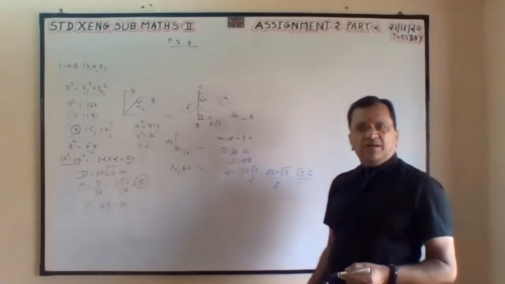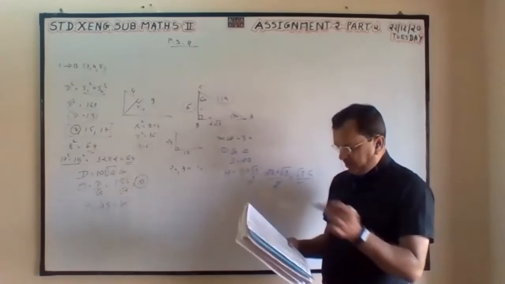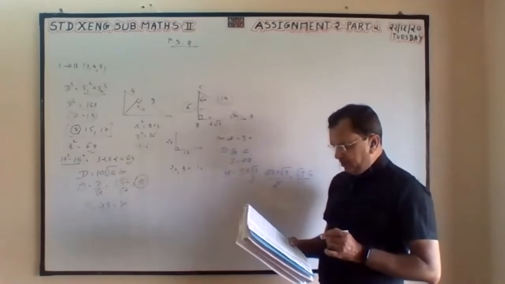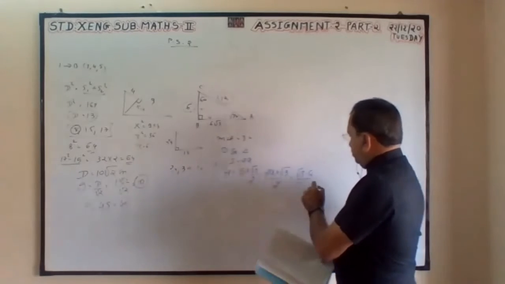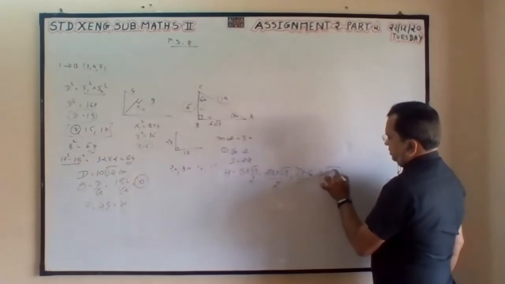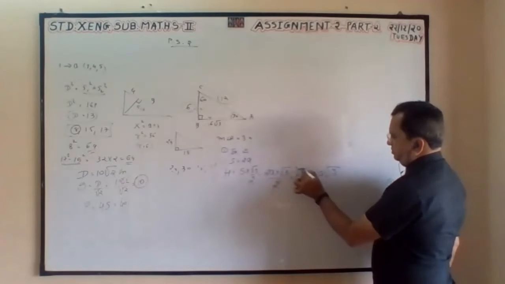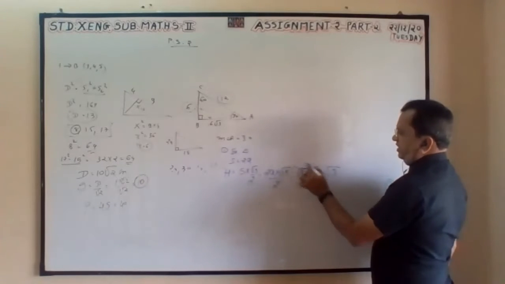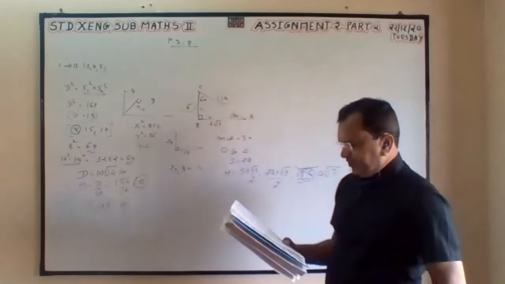Otherwise, you will write both under root 3. Under root, this you have to write. Otherwise, this you can extend, so all will be under root. So this is not correct.